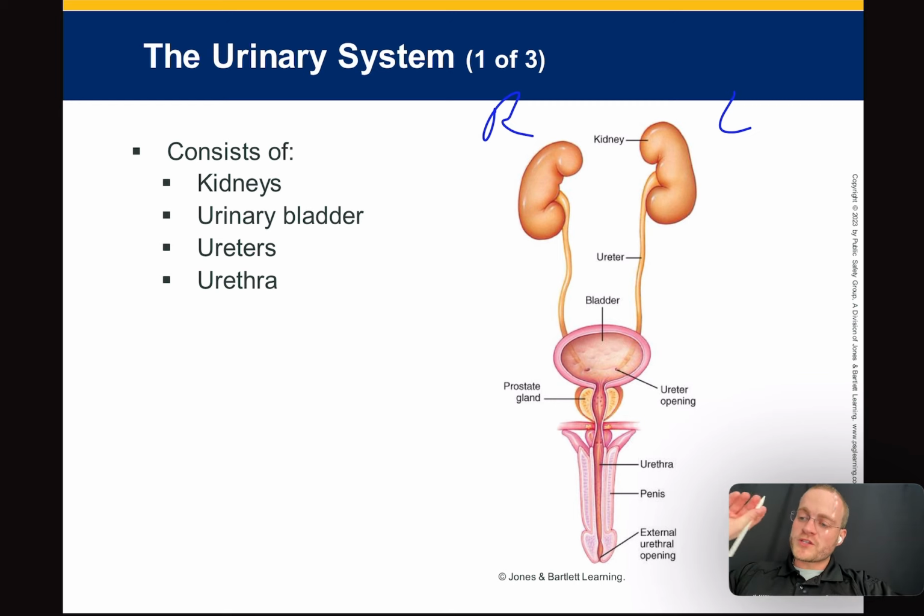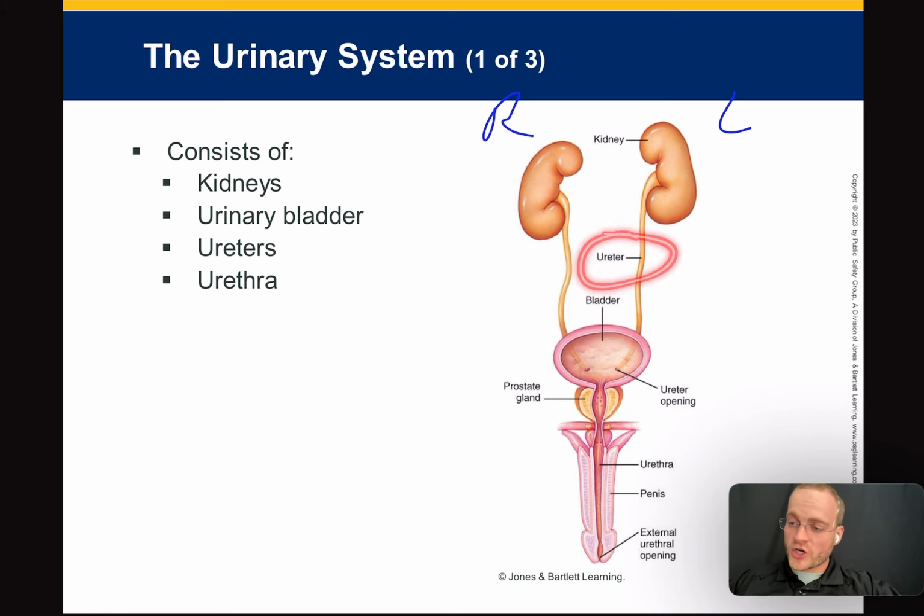What it's doing is pulling toxins and some water, with electrolytes and stuff like that, out of the blood, and it's sending it through a very complex system down through the ureter into the bladder, and then from the bladder it'll be expelled through the urethral opening, right? It goes through the urethra. Now, why am I so persistent on the word ureter versus urethra? It's because students confuse this.